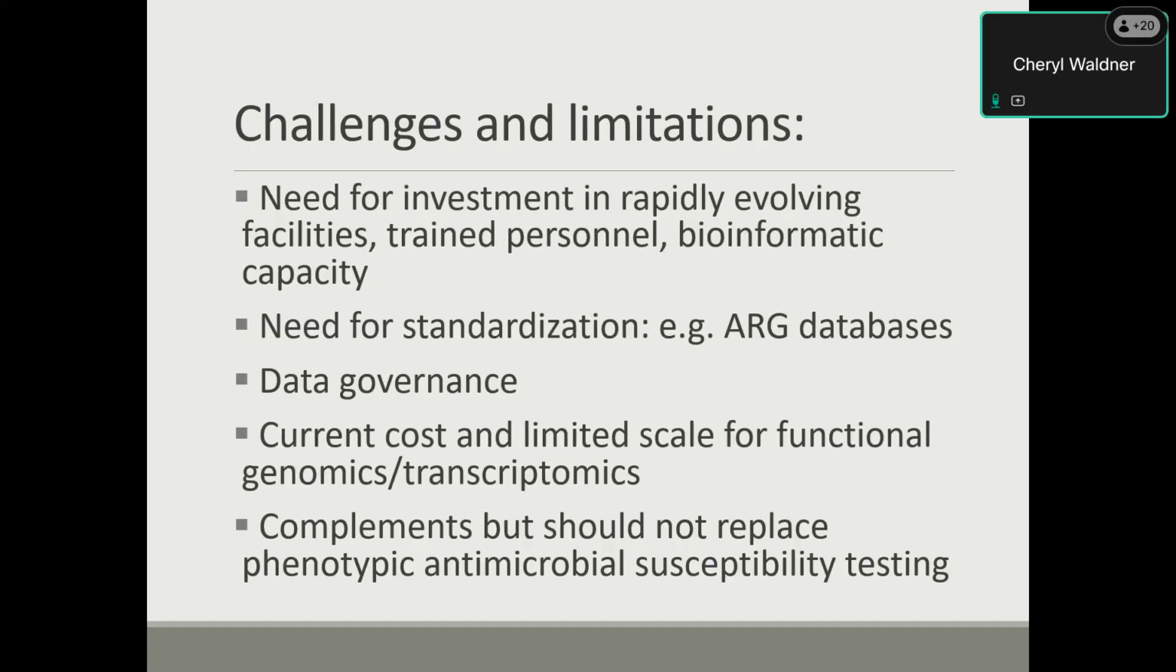Data governance: who has access to these data and how that should be policed, what metadata should be there. The current cost and scale that is actually possible for functional metagenomics or transcriptomics, that I'll just mention quickly later, where we're actually not just looking for the DNA or RNA, but what it's actually doing, is still pretty prohibitive for a lot of the stuff we want to do. And then again, just a reminder that this should always complement but not replace our phenotypic susceptibility testing.